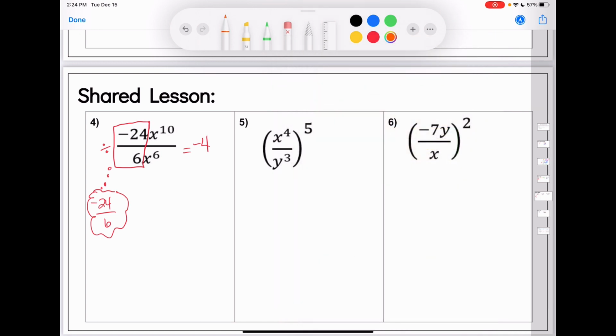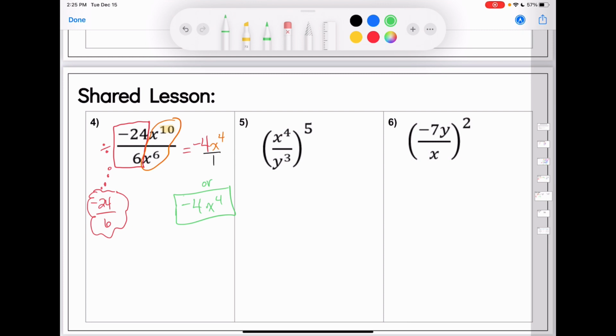Then I see that I have these like bases. I have x to the 10th over x to the 6th. This is like what we've just been practicing. There's 10 x's on the top, there's 6 on the bottom. 10 minus 6 gives me 4, so I have x to the 4th left. The larger exponent was on the top, so I would have x to the 4th on the top with my negative 4. So I could write it as negative 4 x to the 4th over 1, or just write it as negative 4 x to the 4th. You don't have to write that over one step if you don't want to, but sometimes it's hard for us to wrap our brain around if it's on the top or not.